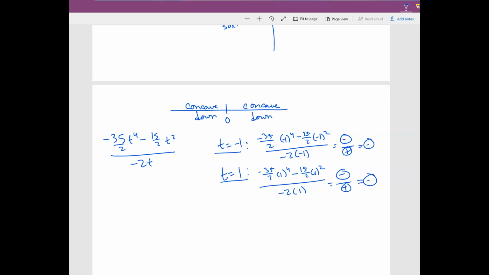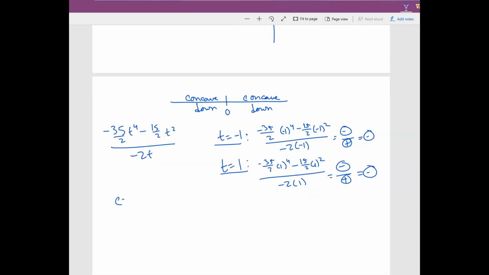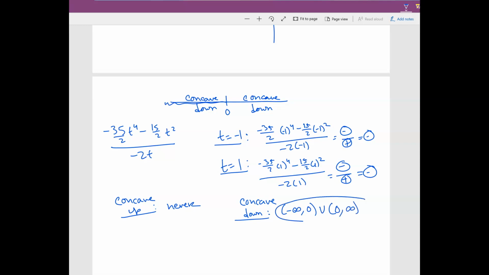Okay, so you always want to check both of them. Don't assume that it's always going to be alternating, like in this case. So here, concave up is basically never. Concave down is from negative infinity all the way to 0, union 0 all the way to infinity.